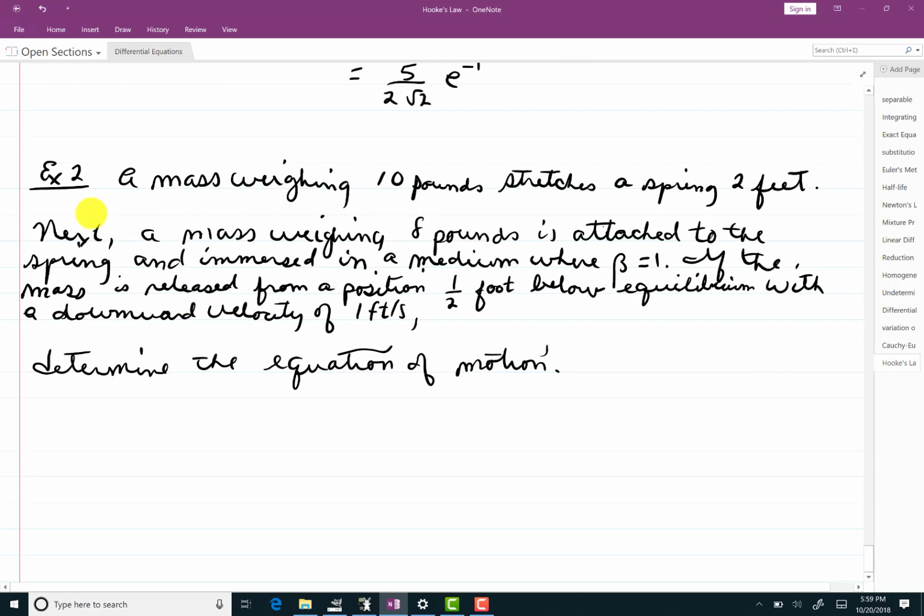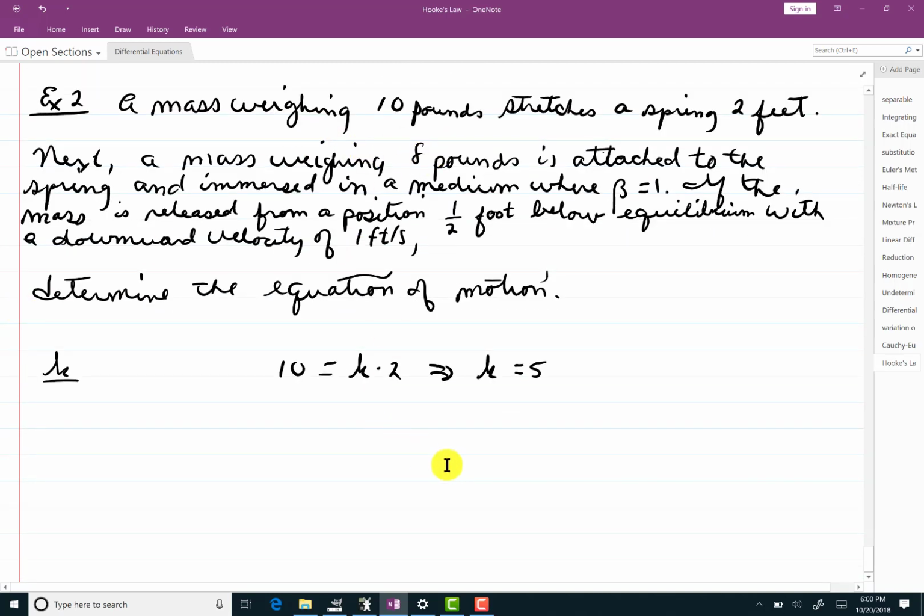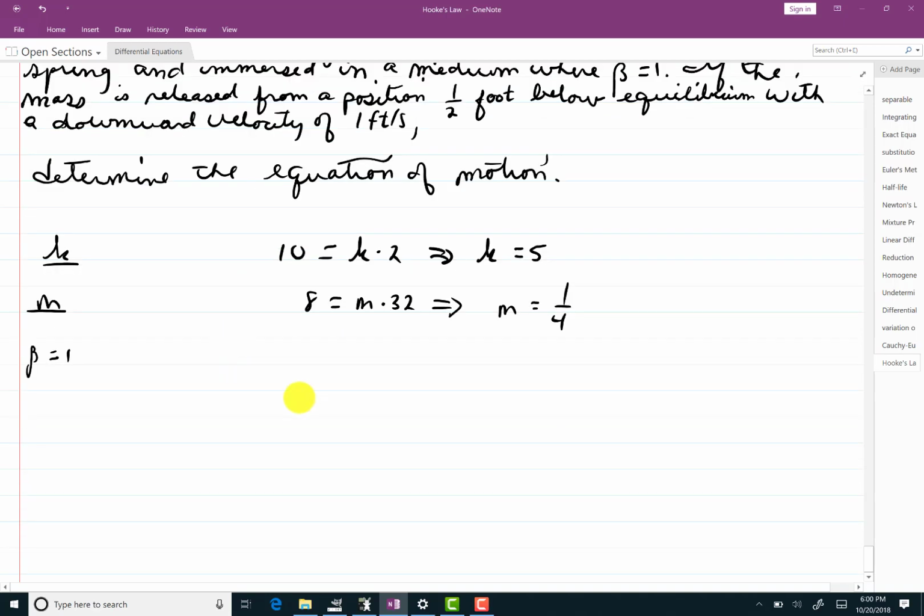So first of all, let's go get the K. I have 10 pounds, stretches the spring 2 feet. So we have K equals 5. Now the mass that we're throwing on the spring is 8 pounds. So for M, 8 pounds equals mass times gravity, or it looks like we have the same thing as before. M equals 1/4. Remember, these are measured in slugs when we're talking about the American system. And finally, beta is given in here as equal to 1. So let's go ahead and throw it into our equation.